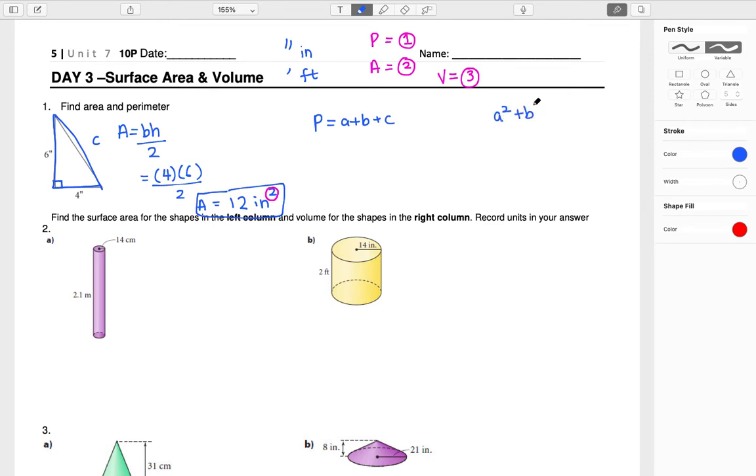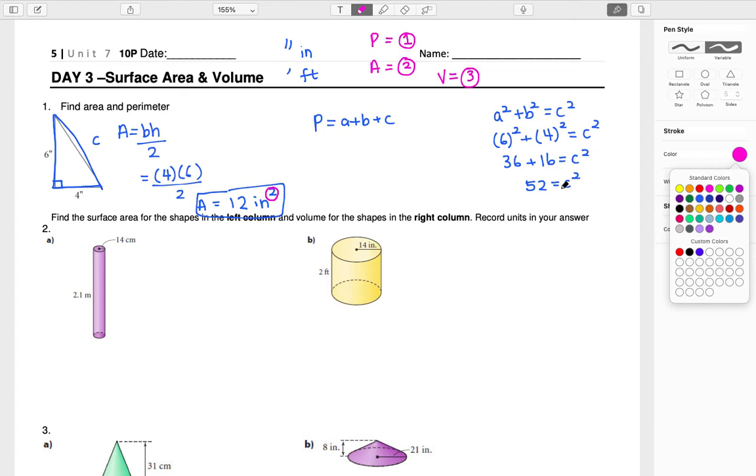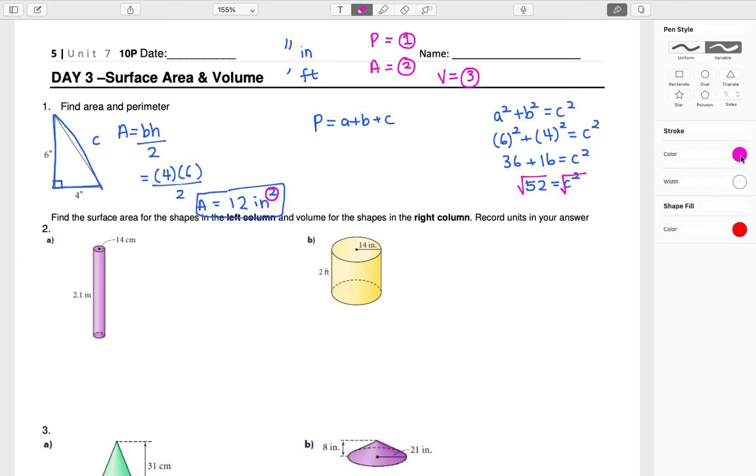A squared plus B squared equals C squared. A is 6, it's one of the legs, and then 4, is equal to C squared. So 36 plus 4 times 4 is 16 equals C squared. So you get 52 equals C squared. Now the opposite of squaring is we have to square root both sides. And C is equal to, rounded to 1 decimal point, 7.2 inch.